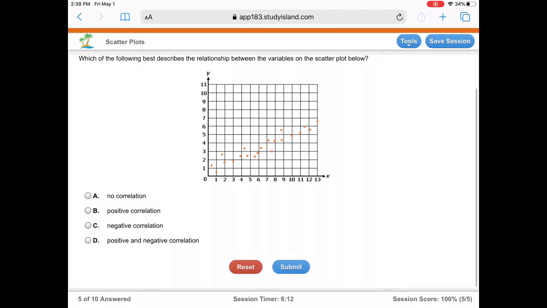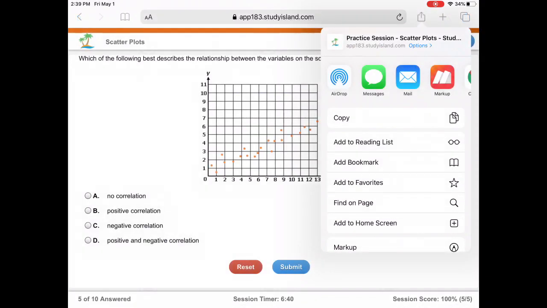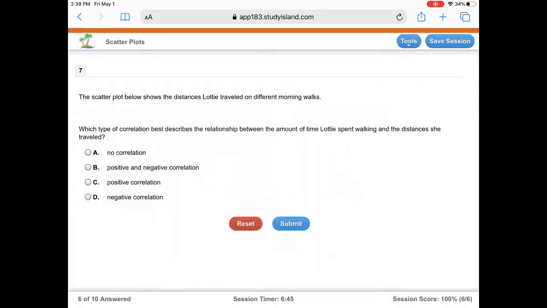This one, I can see a positive correlation because as the X is going up, so is the Y. It doesn't go into this, but I'm also going to say that this is also linear. Usually when we're talking about positive or negative, we're talking about linear. Now, it is totally impossible to have a positive and negative correlation. That cannot happen. But this one is a positive correlation, so we're going to go ahead and select B. We're on fire here, 6 out of 6.